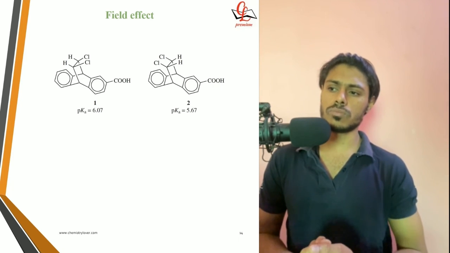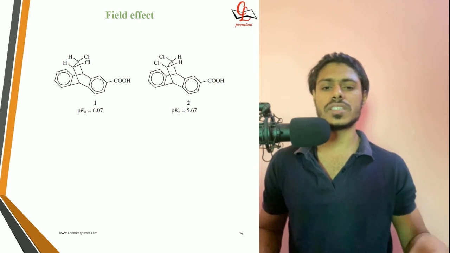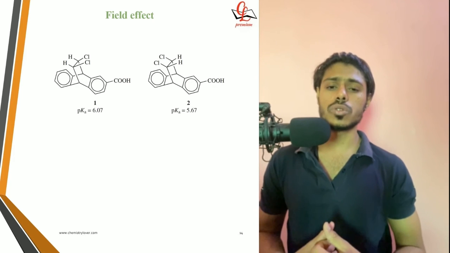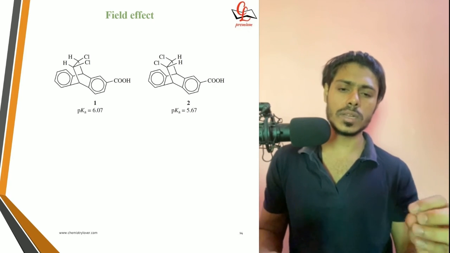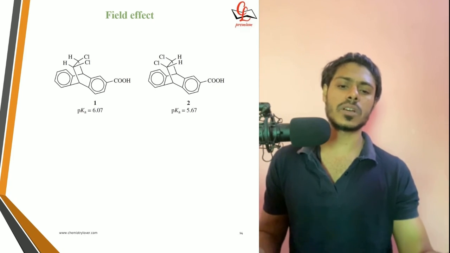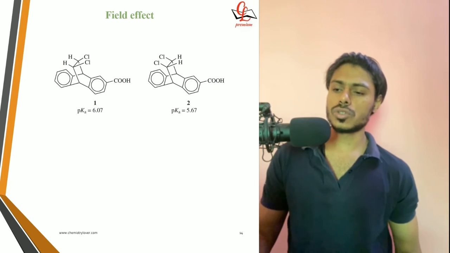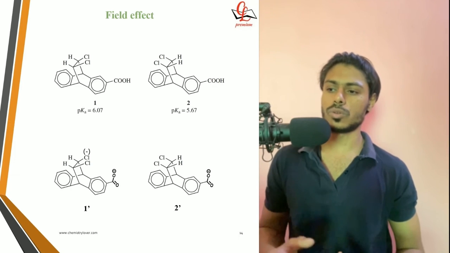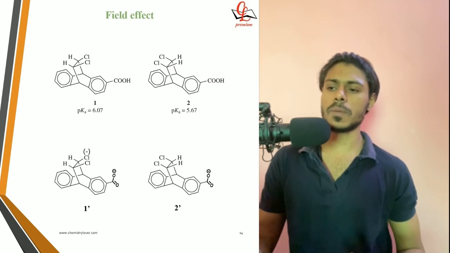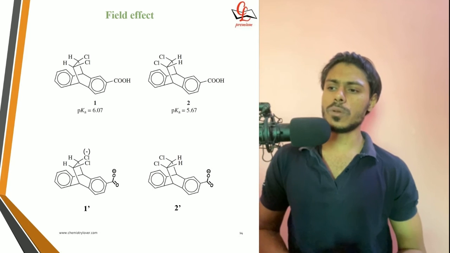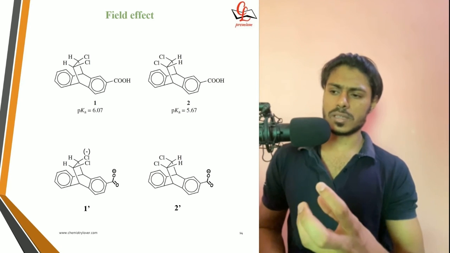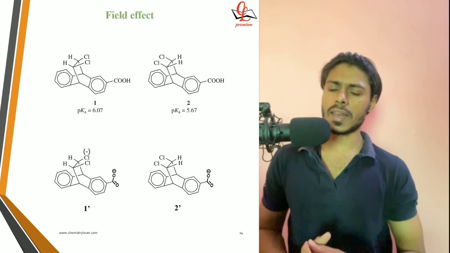To investigate that, we have to look into the stability of the corresponding conjugate bases. What is a conjugate base? Conjugate base means the anion part of the acid. When you remove a proton from the acid, that becomes the conjugate base of that acid. These are the conjugate bases for molecule 1 and 2. I represent them by 1 prime and 2 prime. I have opened up the structure of the C double O minus, the anion part.